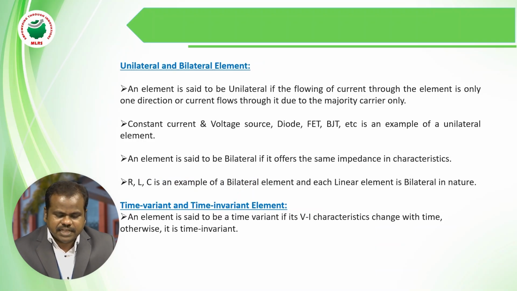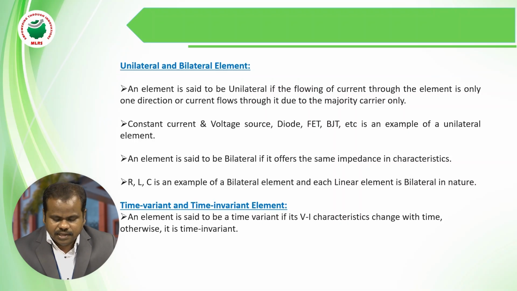And coming to the next classification, unilateral and bilateral elements. As the name itself indicates, uni means one direction, bi means either direction. So coming to unilateral, an element is said to be unilateral if the flow of current through the element is only in one direction. A constant current and voltage source, diode, FET, BJT, etc. are the examples for unilateral elements.